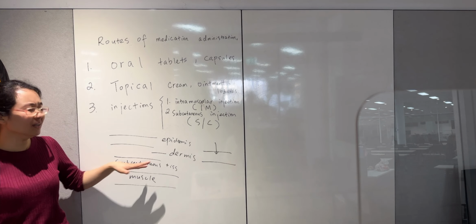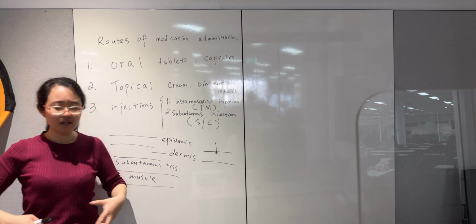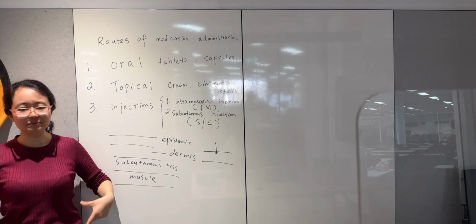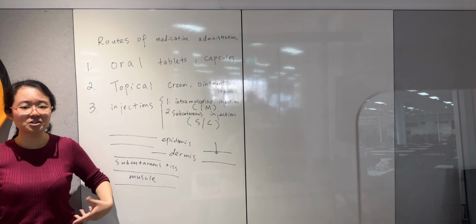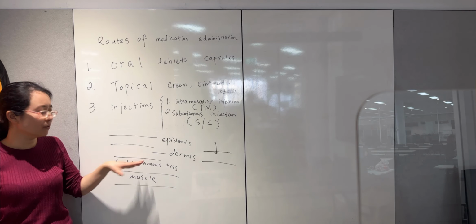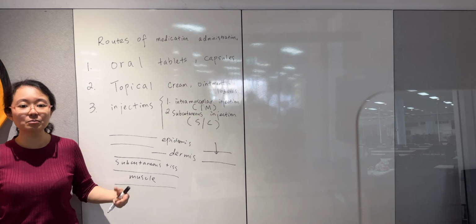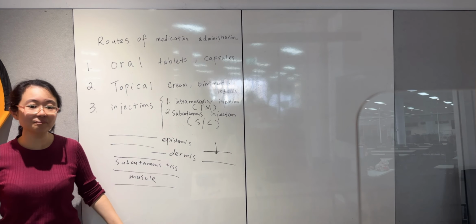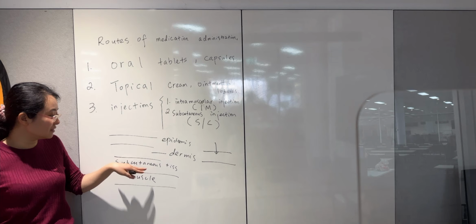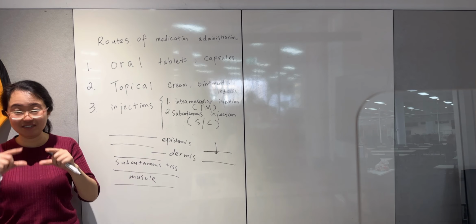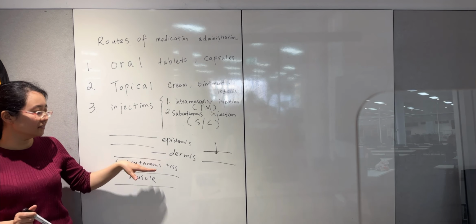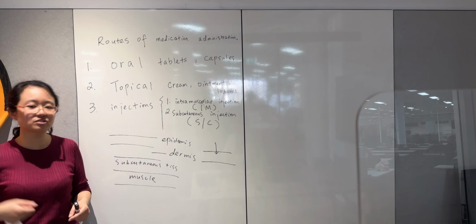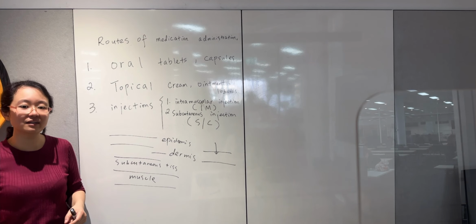But it depends on how much subcutaneous tissue this patient has. Some people have a big size, so their subcutaneous tissue is very thick. In this case, you can just give 90 degrees.